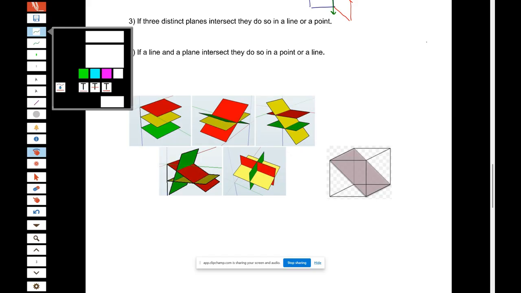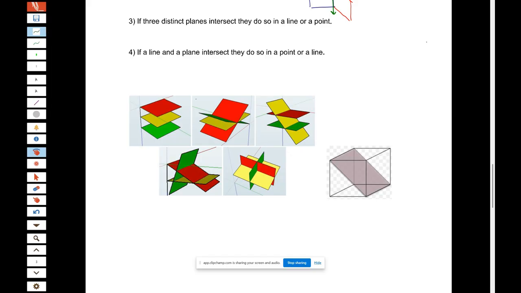This I will label with a 3 because this is three planes intersecting in a line. Here's the line that they all three intersect in. So that's this one. And here's 3 planes intersecting in a point. So it's that one. I won't ever ask you to draw 3 planes intersecting in a line on a quiz or a test, because that's really hard to draw. But 3 planes intersecting in a point, this one here is hard to draw.